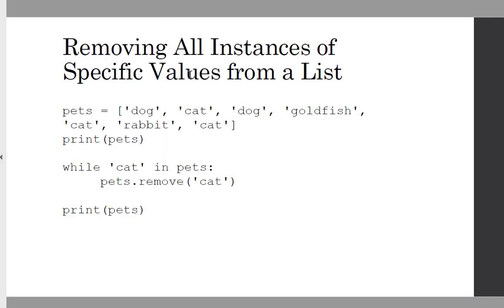Okay, we can also remove a specific value from a list. So in this case, it says while cat is in the pets list, we're going to go ahead and remove cat. There might be a specific value, maybe that was erroneous, and we want to go ahead and remove that.